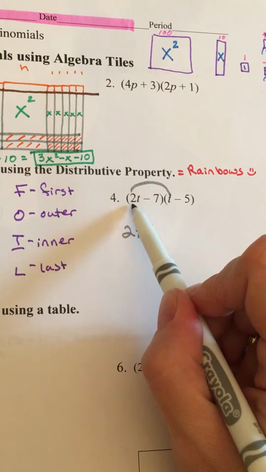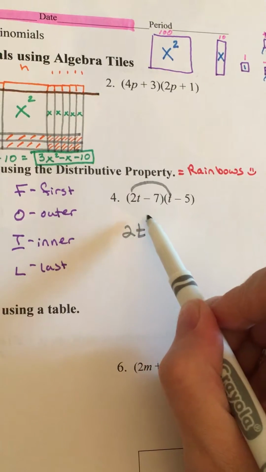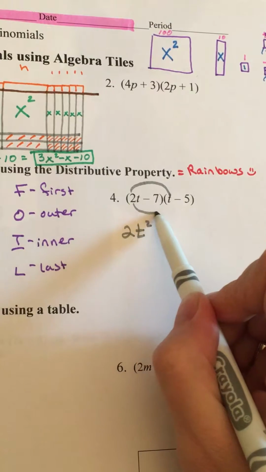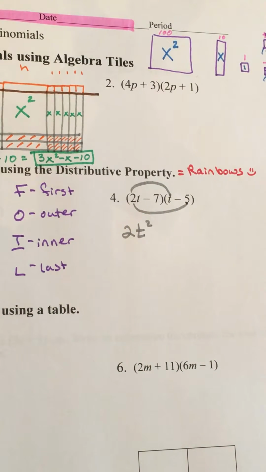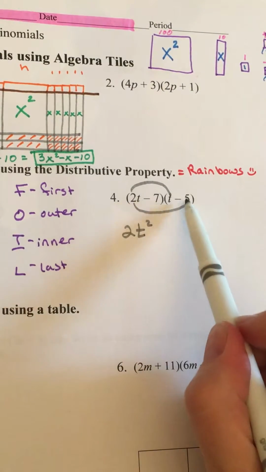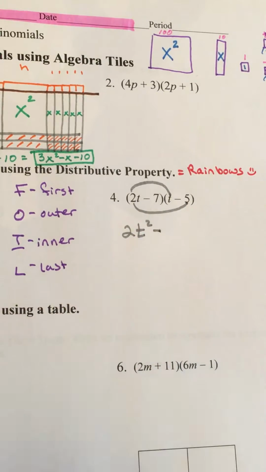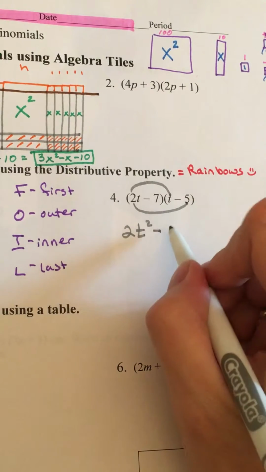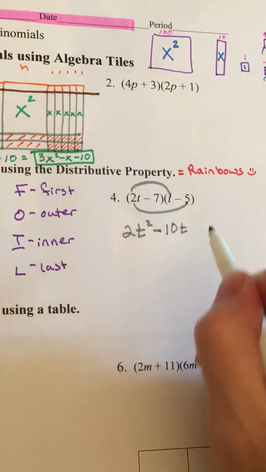Outer, so here is my most outer term on the left and my most outer term on the right. Let's multiply those together. A positive times a negative, it's a negative. 2t times 5, 10t.